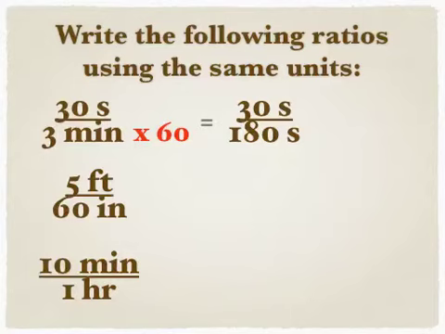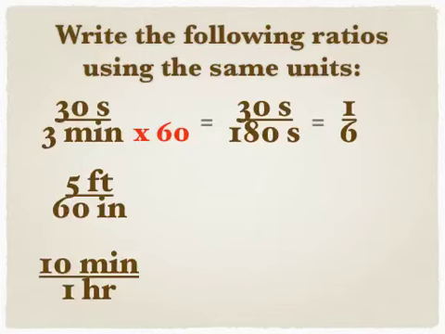If you look at 30 over 180, that can be simplified. 30 can actually go into both. So this ratio in simplest form would be 1 over 6.